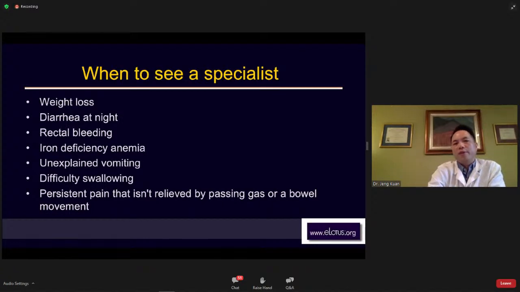So when to see a specialist? If there's weight loss, diarrhea at night, rectal bleeding, those are all warning signs that there is something serious going on, especially diarrhea at night. Weight loss is a warning sign that there may be some underlying medical conditions going on. Bleeding could be an ulcer, stomach ulcer, or it could be a colon condition, as we mentioned earlier.